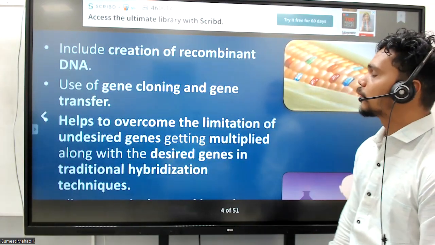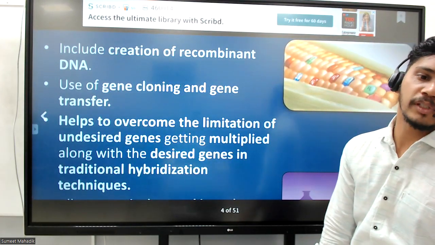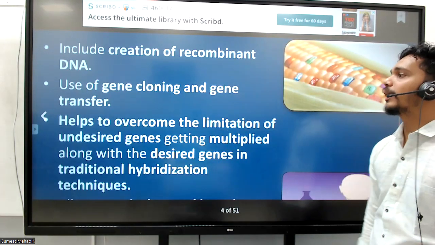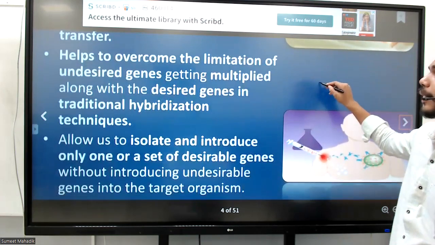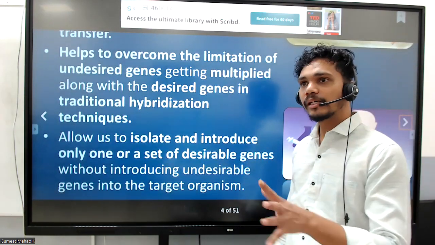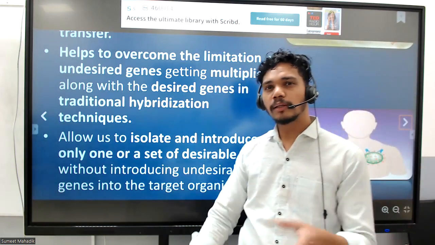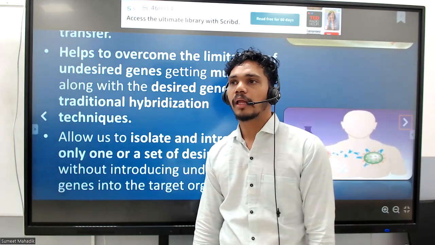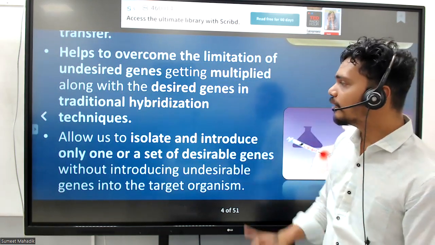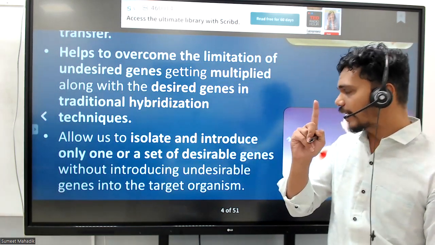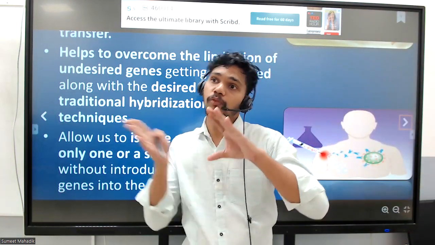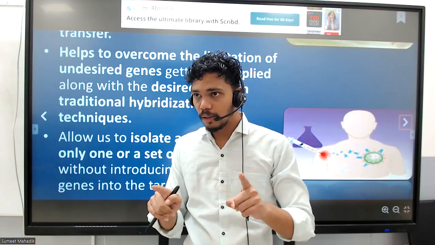Use of gene cloning and gene transfer helps to overcome the limitation of the undesirable gene getting multiplied along with the desired gene in traditional hybridization. Traditional method was what? That includes some undesirable product also. So it allows us to isolate and introduce only one or a set of desired genes. You want the E. coli to form insulin, you want E. coli to form other things, it is possible.